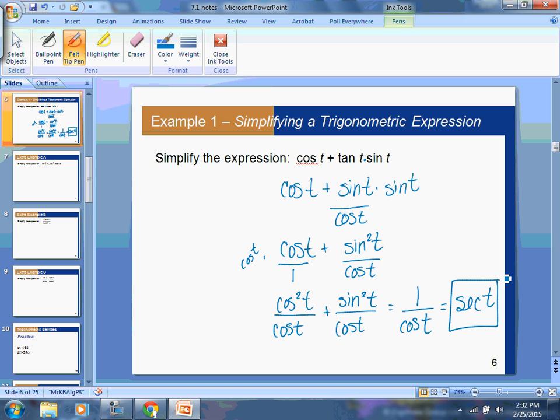So just using my knowledge of tangent and multiplying, finding a common denominator, and then knowing that this is a trig identity, the sine squared plus cosine squared, that's one of my trig identities. And cosine squared plus sine squared is 1. So when I have a common denominator in my fractions, I can add my numerators. All completely legal. Every step that I did to simplify this expression, completely legal mathematical operations.